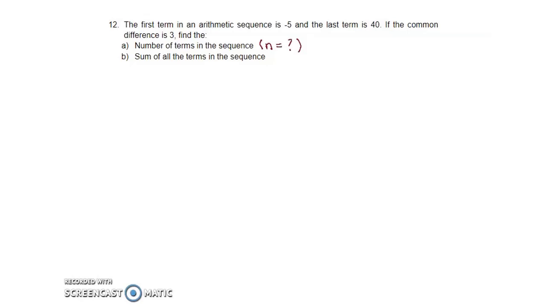So first term, A equal to -5. And last term, we put it as Tn, Tn equal to 40. And common difference D equal to 3. Okay, find the number of terms. Since this is an arithmetic sequence, we use the formula for an arithmetic sequence.